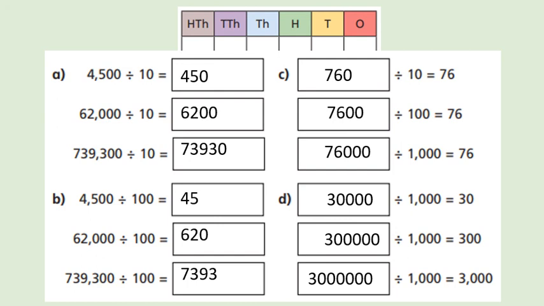30,000 divided by 1,000 equals 30. 300,000 divided by 1,000 equals 300. And 3 million divided by 1,000 is 3,000. Well done if you got all those correct. If not, keep practicing and we will get there.